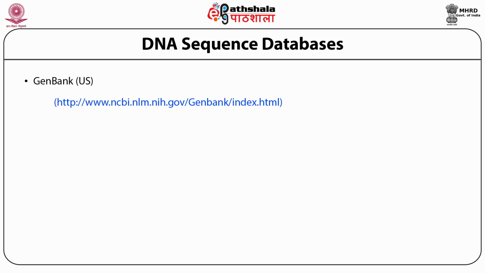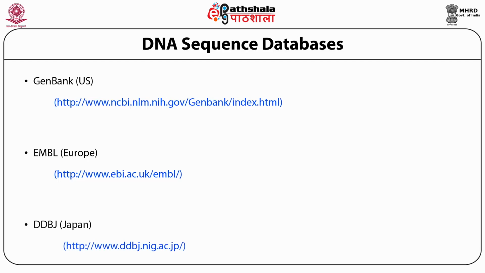One is GenBank, which is hosted in the USA by the NCBI, and all the gene sequencing data is stored in GenBank. Another is the European database, the European Molecular Biology Laboratory, EMBL, which is hosted at the EBI website and is directly utilized from there. The third is from Japan, the DNA Data Bank of Japan. All these databases store information about DNA sequences.